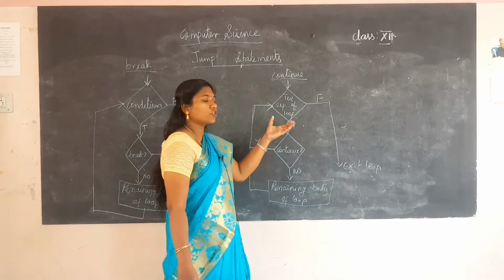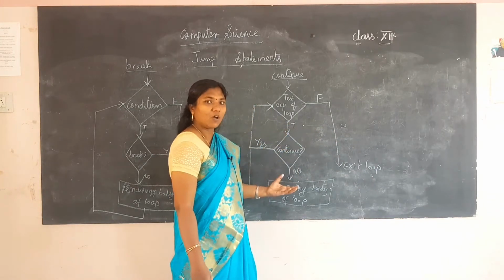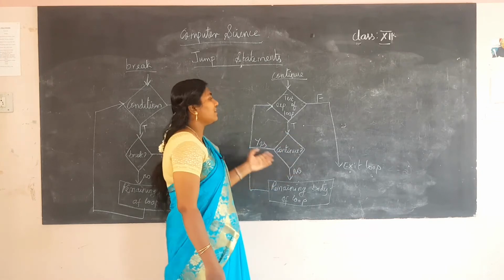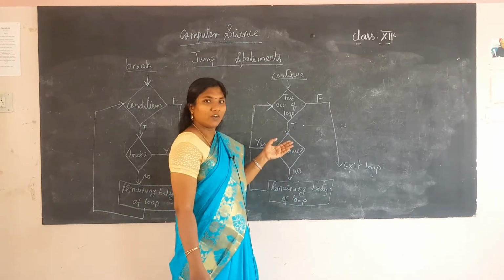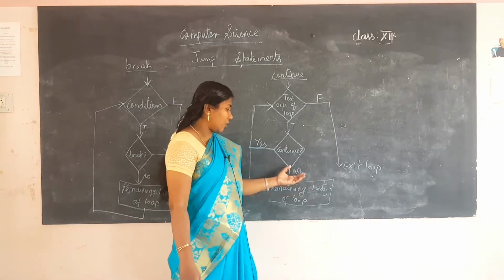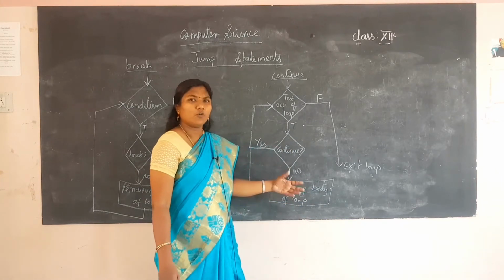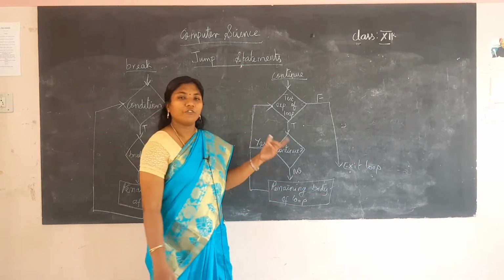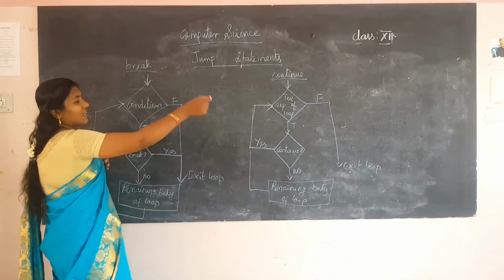If the condition is true only, it will get inside the statement block, and inside the statement block, if you have a continue statement, then the execution will go on. Otherwise, the control will be passed to the remaining part of the loop, if it has a break statement like that. So this is the flow chart for the break statement and the continue statement.